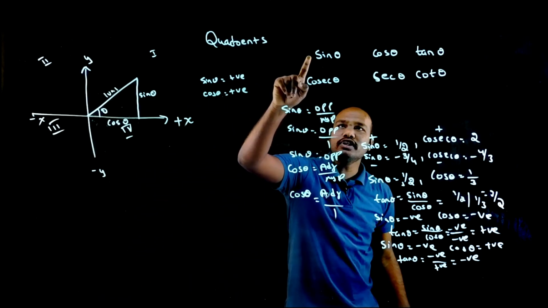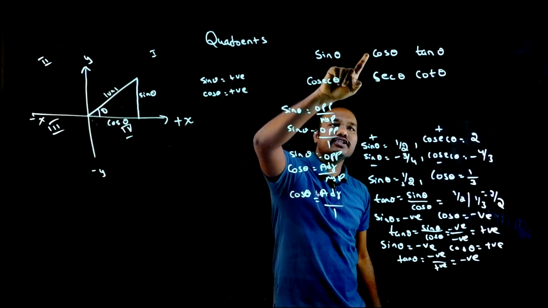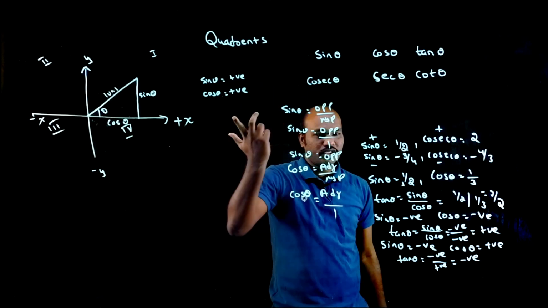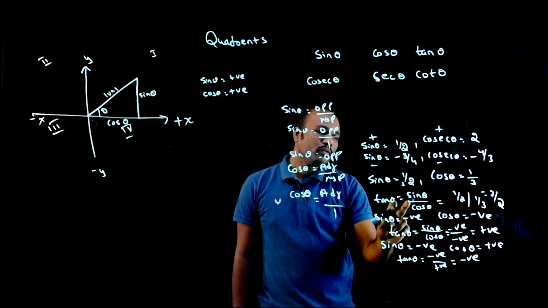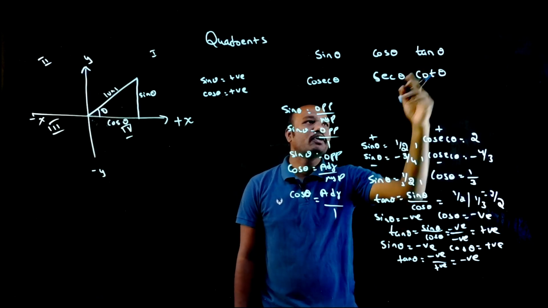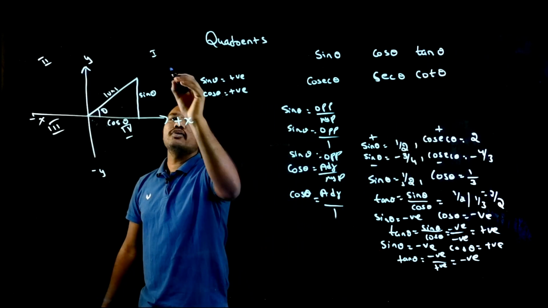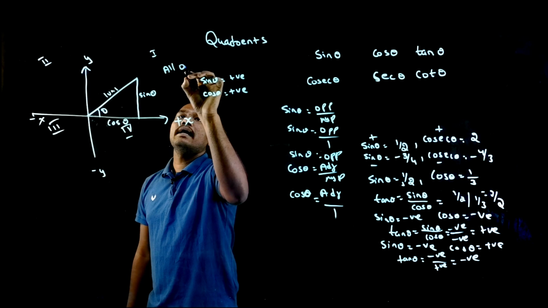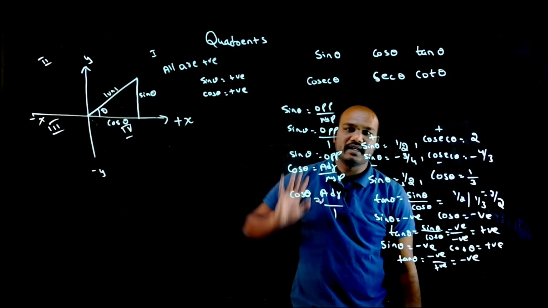If sin theta is positive, cosecant theta also will be positive. If cos theta is positive, secant theta also will be positive. For tan theta, positive by positive is positive. So this is positive, this also will be positive. So all are positive here. All trigonometric functions are positive in the first quadrant.